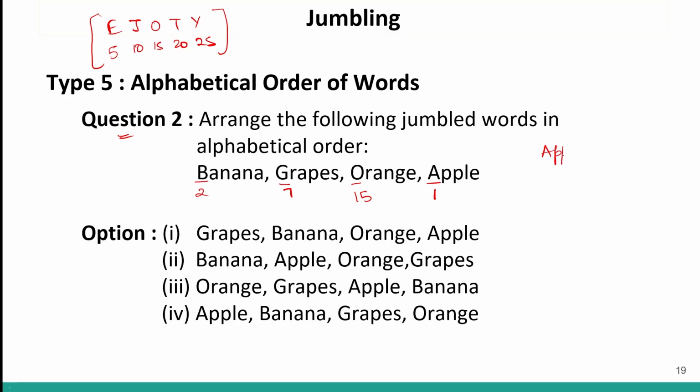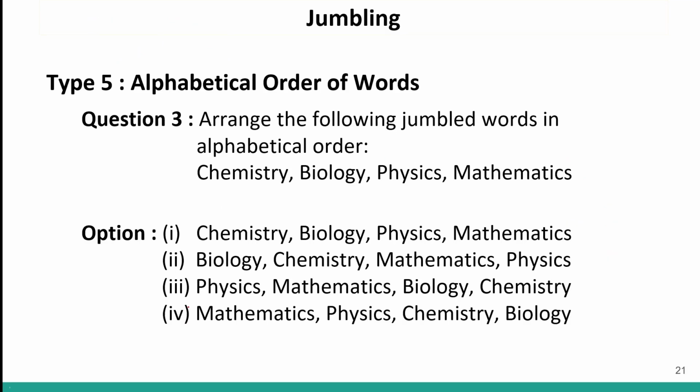So the first word will be apple, then we'll get banana, then we'll get grapes, and then we'll get orange. So in this is A, B, C, G, and O, which is option number 4. So option number 4 will be the correct answer.